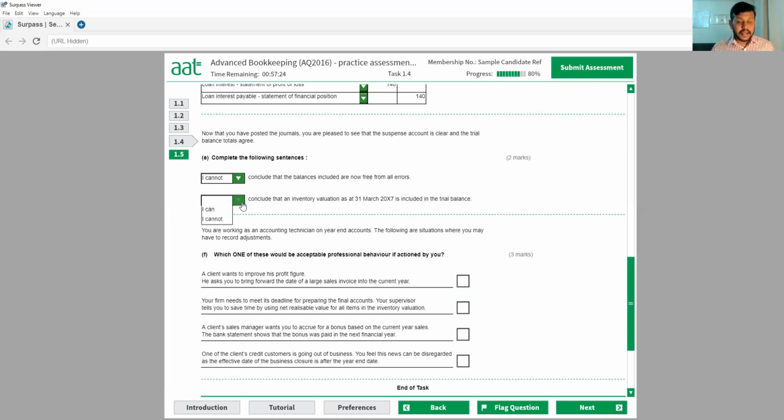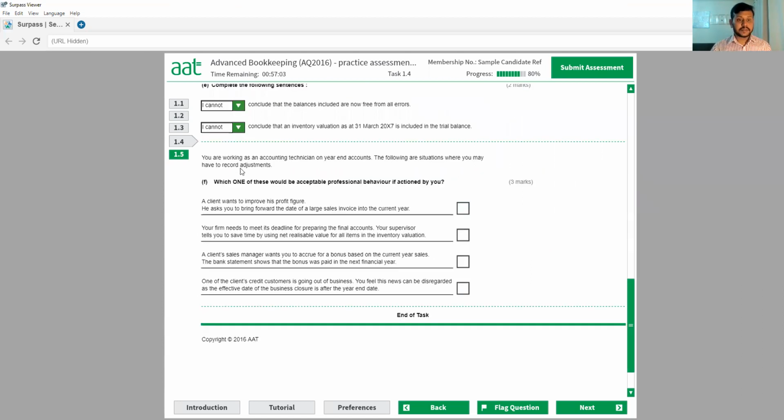Then, can I or can I not conclude that an inventory valuation as at 31st of March 17 is included in the trial balance? I cannot, because I didn't see any closing inventory in this question. So I cannot confirm the closing inventory on the trial balance. So I have no idea. I cannot.